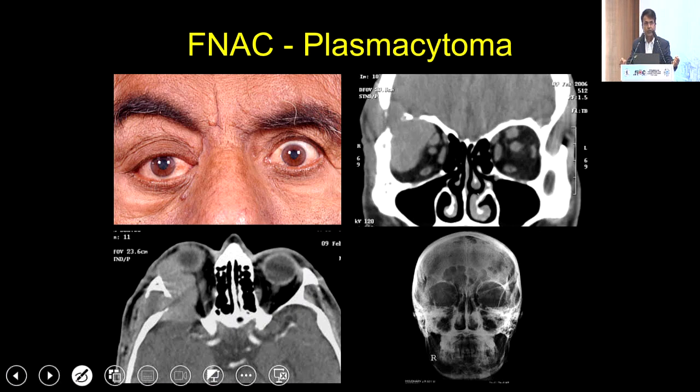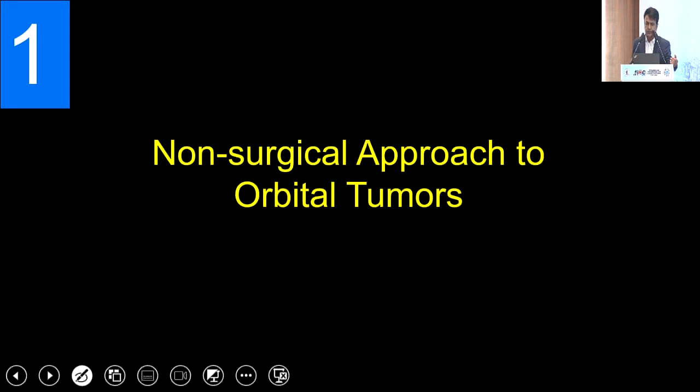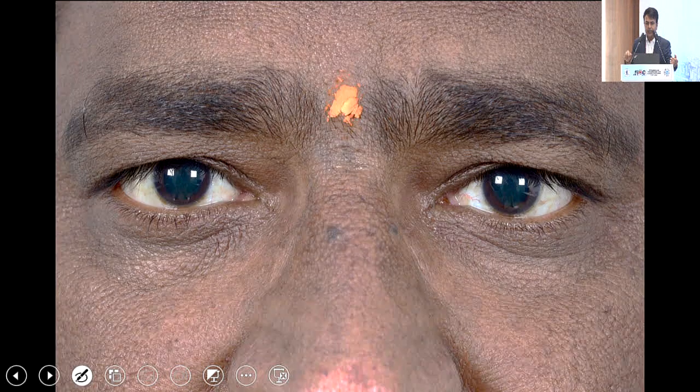In a situation of multiple myeloma, this patient had a history of prior multiple myeloma, where there's a triradiate lesion, you're sure it is plasmacytoma clinically because it's a triradiate lesion. And all that you do here is an FNAC, and that will confirm the diagnosis. You don't have to open up for an incisional biopsy. Now, there are non-surgical approaches as well.